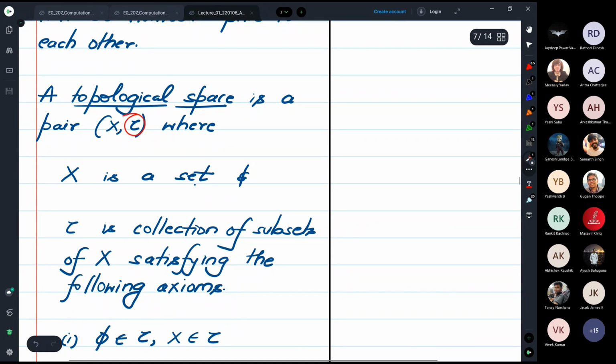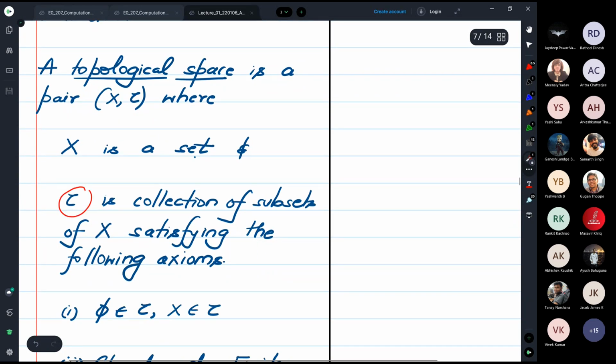And the second element over here, we will denote by tau. This is a collection of subsets of X, right? So again, it's a collection of subsets of X. However, here we require that this collection satisfy a bunch of axioms, which are different from the kind of axioms that we saw, let's say, in the context of a simplicial complex or something else, right?